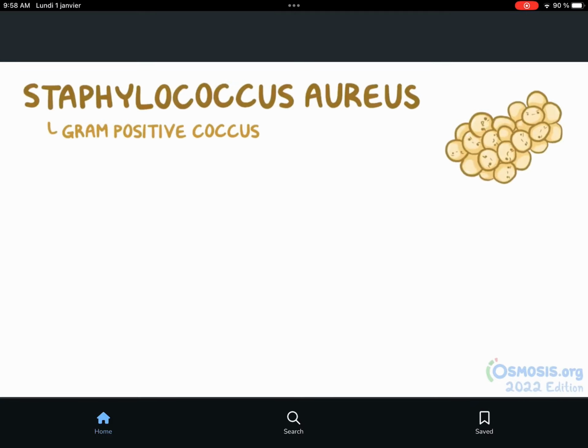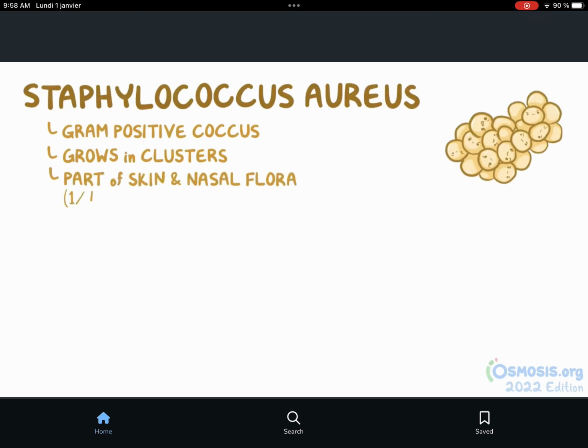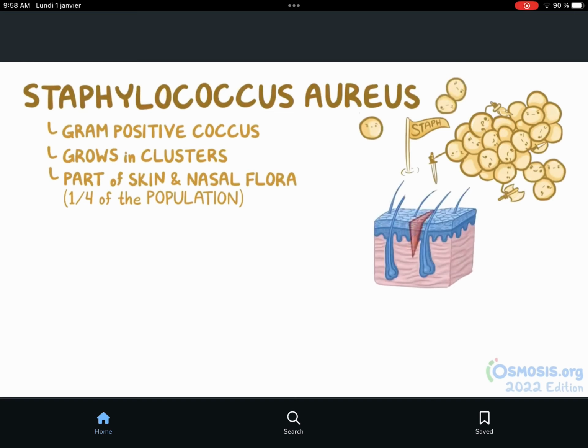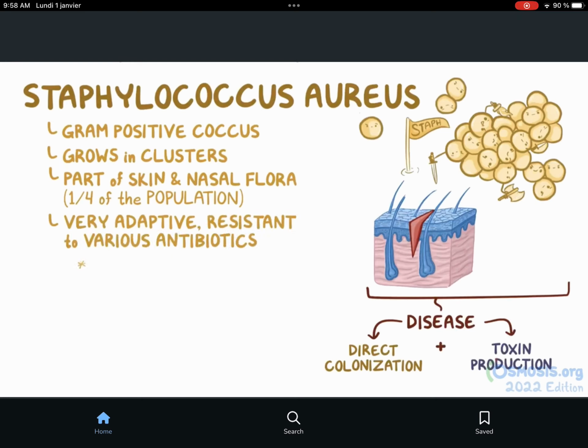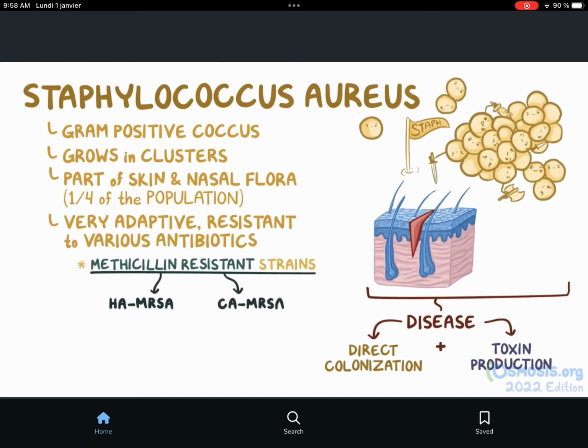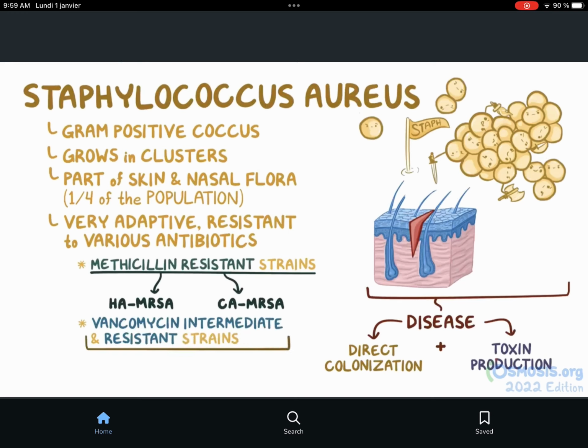Alright, as a quick recap. Staph aureus is a gram-positive coccus that grows in clusters. It's a part of the normal skin and nasal flora in about a quarter of the population. But if it overgrows or if the skin is damaged, then it can cause disease through direct colonization, toxin production, or both. Staph aureus is very adaptive, and it's become resistant to various antibiotics. Methicillin-resistant strains are often classified as HA-MRSA or CA-MRSA, and vancomycin intermediate and vancomycin-resistant strains are called VISA and VRSA.